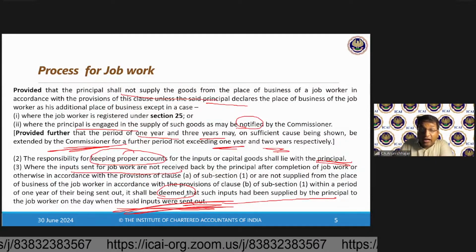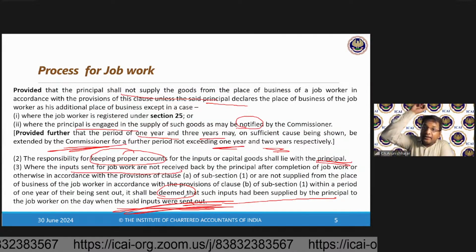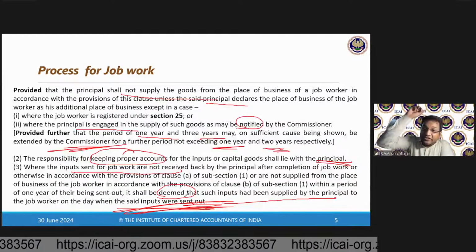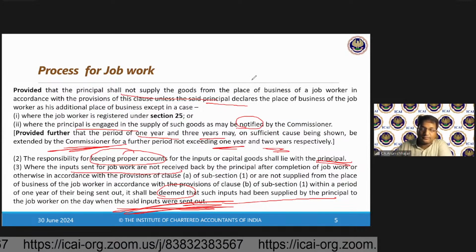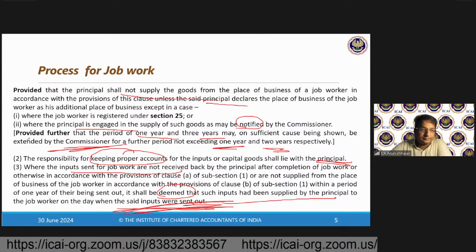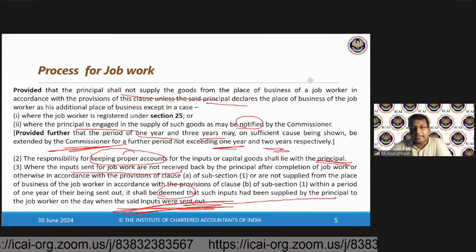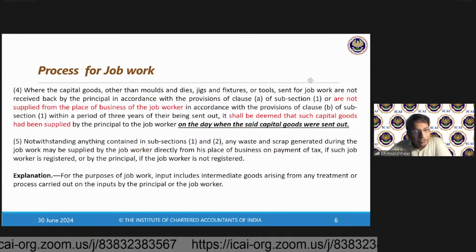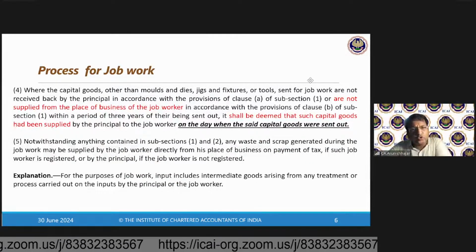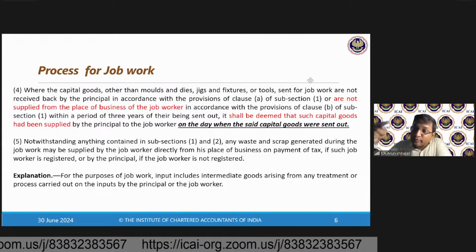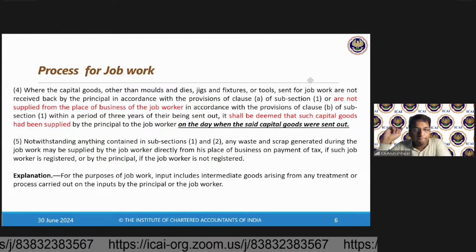It means it is not after 2 years. It will be treated as a deemed supply since the beginning. It means 2 years' interest has to be paid. Same for capital goods, but please note mold, dies, jigs, fixtures, tools, etc., which are consumed in the process, will not be considered as capital goods.